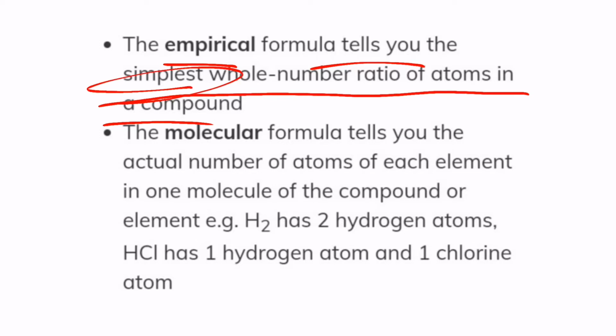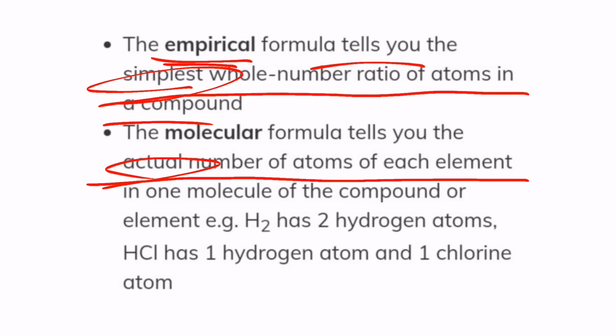It's basically the simplest whole number ratio. And then the molecular formula tells you the actual number of atoms. You see, the empirical formula is simplified, and the molecular formula tells you the actual number of atoms of each element in one molecule of the compound.